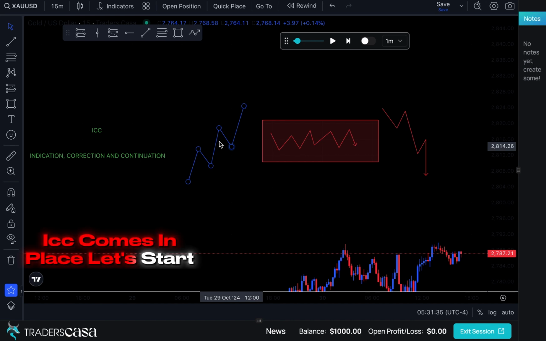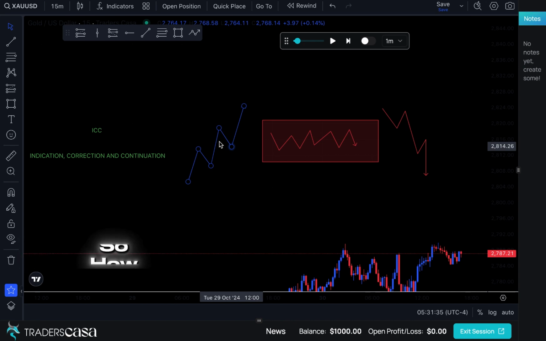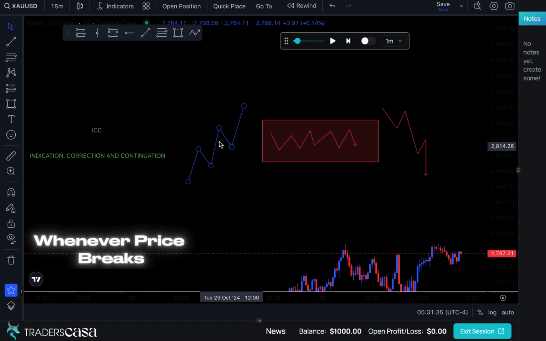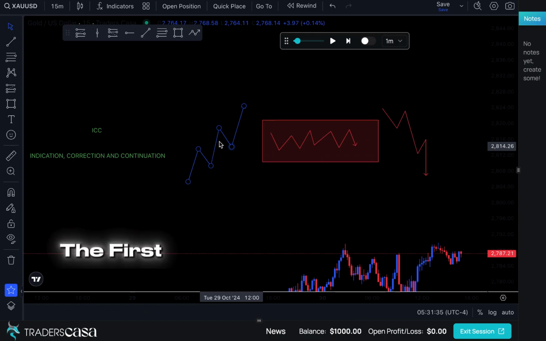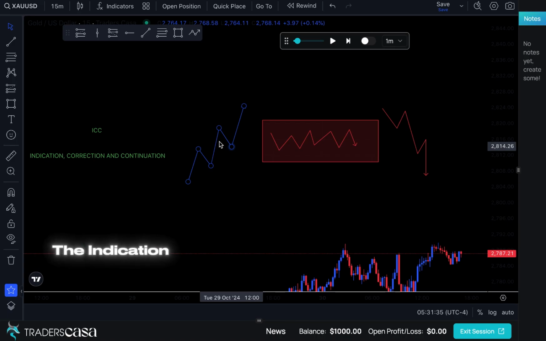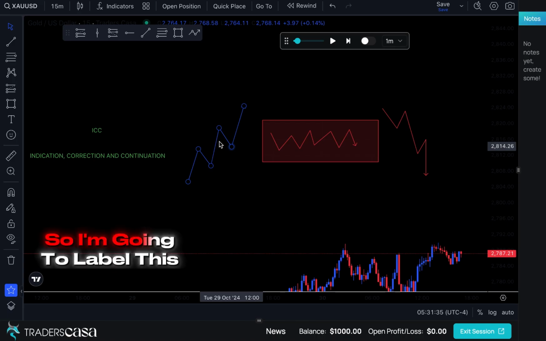ICC comes into place. Let's start with the indication. So how do we get an indication? An indication is whenever price breaks a structure. It broke this last high. Here was the first high, price came, broke it and made another high. This is called the indication. So I'm going to label this green.